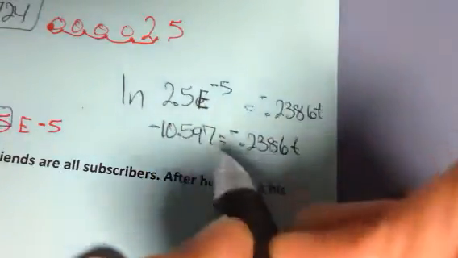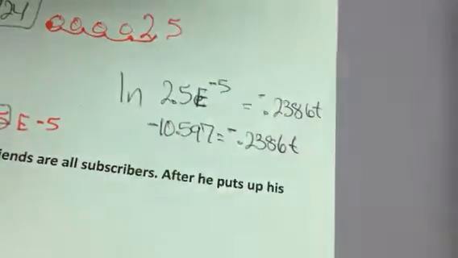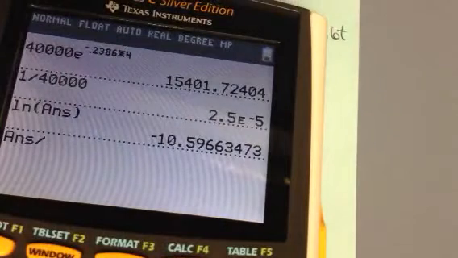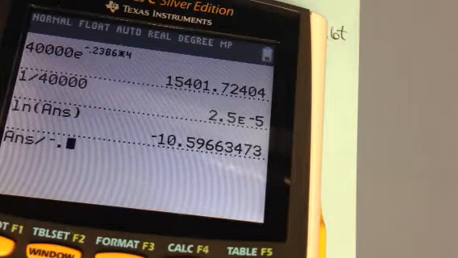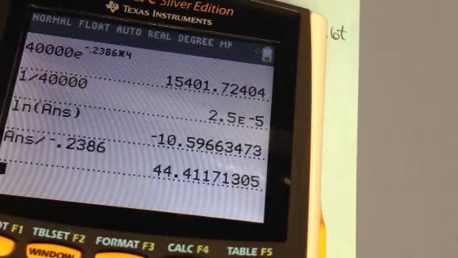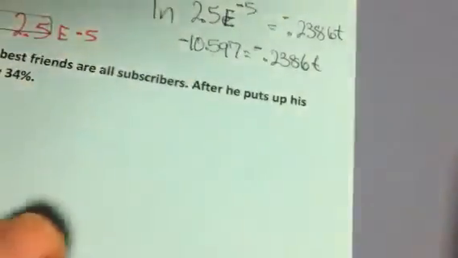And now to get t by itself, I'm just going to take this number and divide it by this number. So it's already on there, and I'll do divided by negative 0.2386. And there is your t. That's how long it's going to take. So t is about 44, I think this is days, so 44.411 days, over a month.